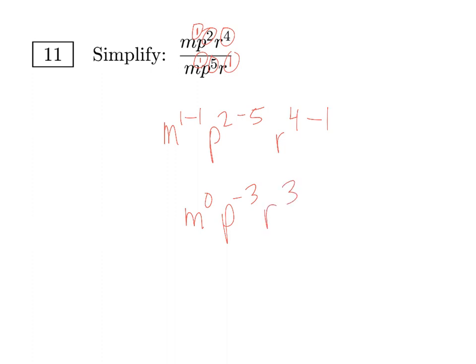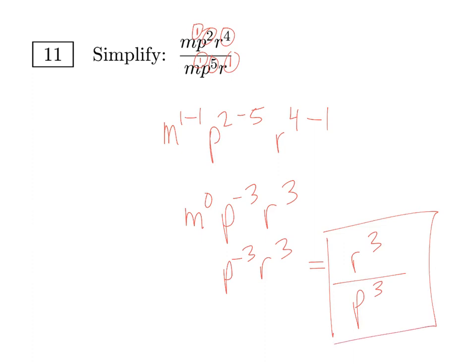All right, so m to the 0th power is 1. So I have p to the negative 3, r to the 3rd, and I'm going to change the position for p, so I could change the exponent to positive. And that's all there is to it. We're done now.